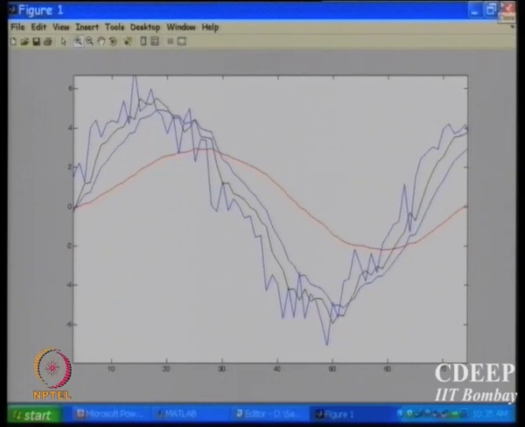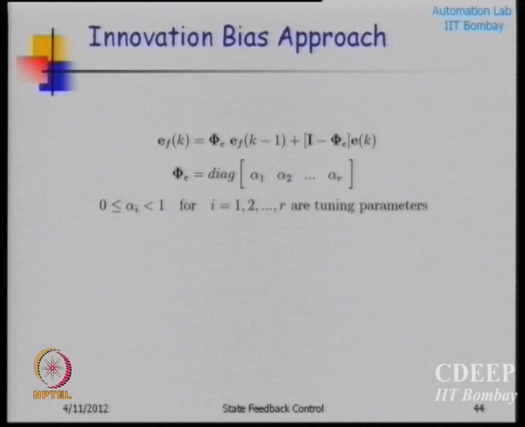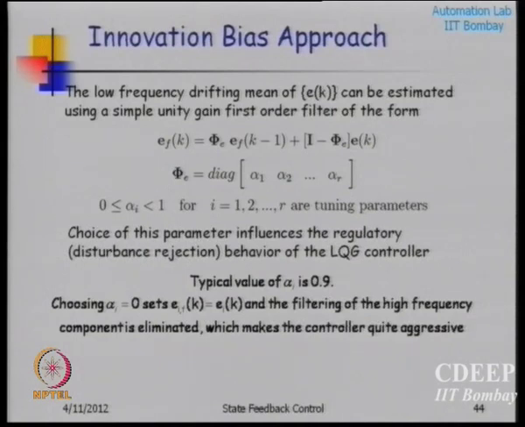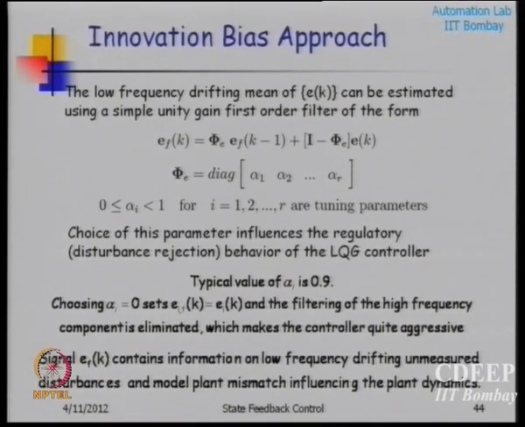Is this clear from this picture? What I am trying to do? So this EF is the signal which is containing the drifting mean. How do you choose this alpha? It's a golden question. It's a tuning parameter right now, treated as a tuning parameter. We have to choose it between say 0.6 and 0.9. We have to tune it to see how the closed loop behaves. Okay, typical value is 0.9, I would say, but it depends upon what your frequency content is, and you have to have some experience on tuning this.